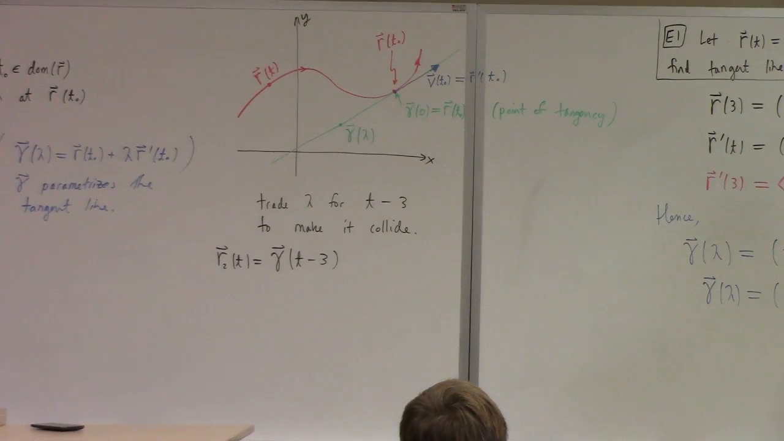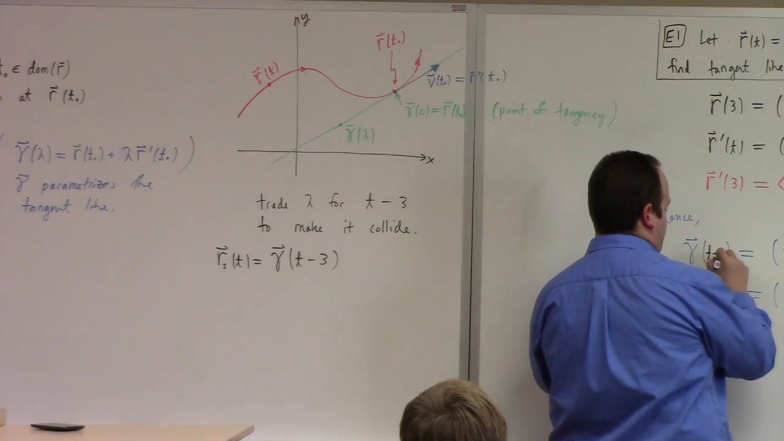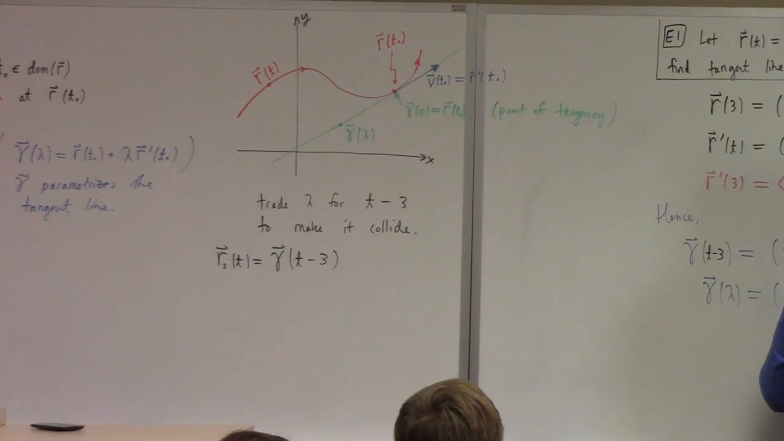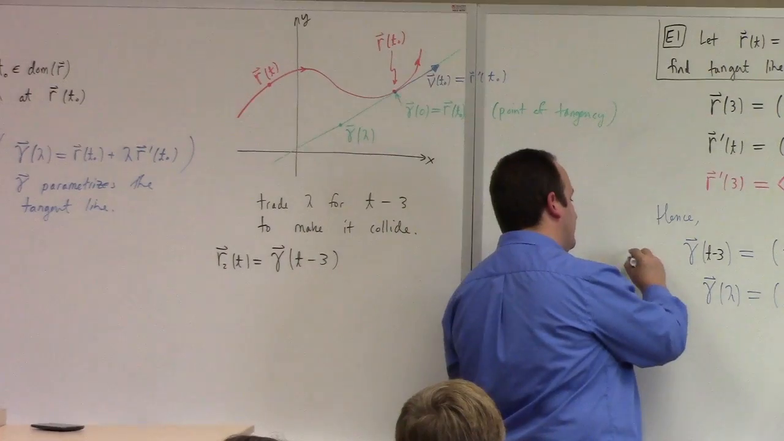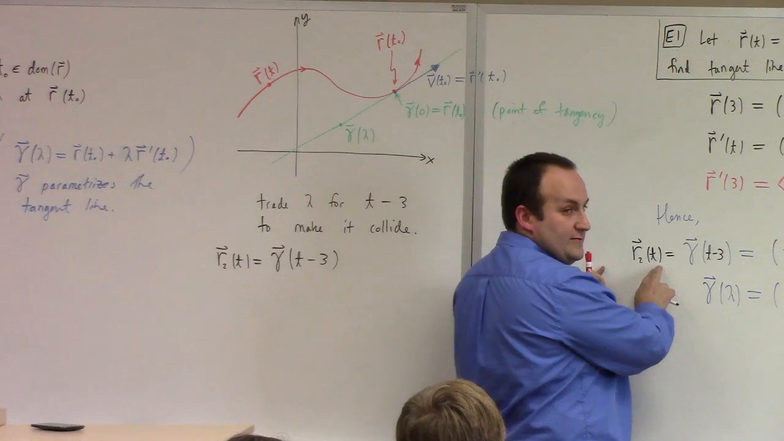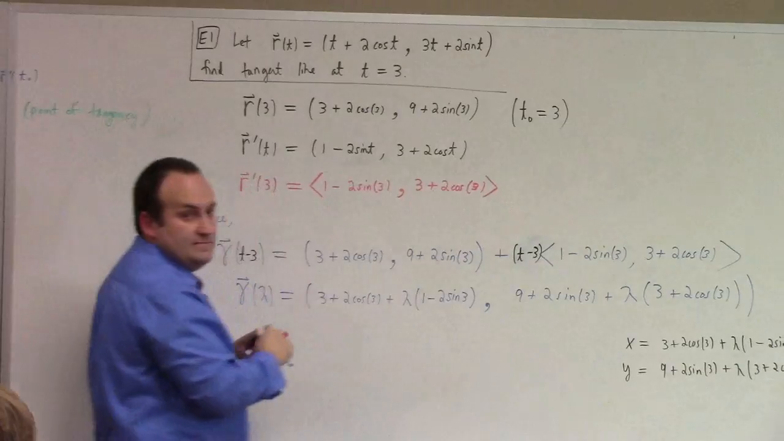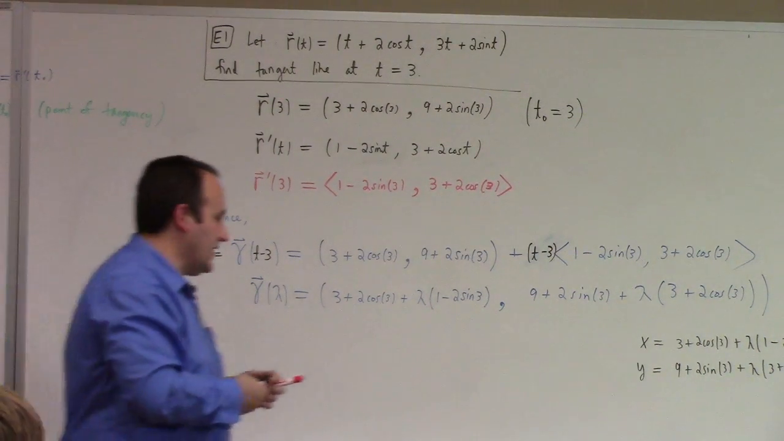So what is gamma of t minus 3? If you put t minus 3 here, all that does is it puts t minus 3 here. You can check it out when you plug in time 3. What happens here? That goes to 0, and you're just left with the point of tangency. So that's how to make the tangent line colliding. If I ask you to find the colliding tangent line, this is what I'm talking about. That's all.